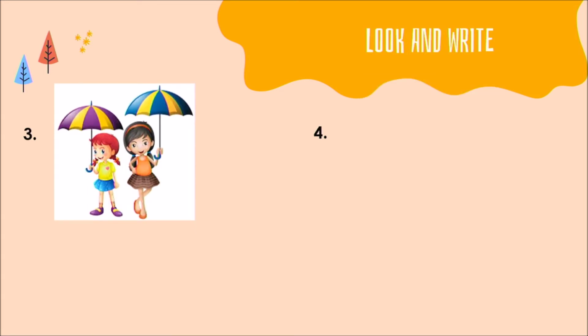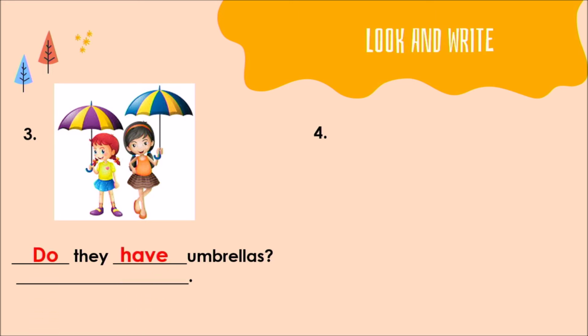Number 3. Blank they blank umbrellas. Send blank for the answer. Look at the subject they. So what will you use? Does or do? Very good. Do they have umbrellas? And for your answer, yes, they do because they have umbrellas.